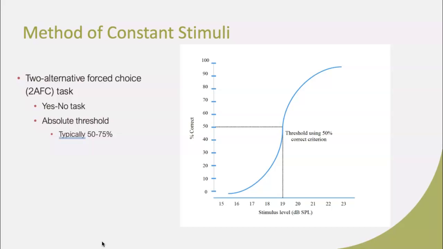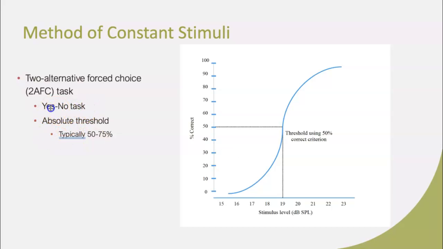Here's an example from the method of constant stimuli. The reason I put this in here, I wanted you to see essentially what we mean by threshold. So as the stimulus level is 15 and lower, you get about 0% identification correct. And at some point, about 19 dB, you get about 50% correct. And then at about 21, 22, you get about 100% correct. So we define threshold as at least 50% of the time, okay, that the signal is correctly identified.